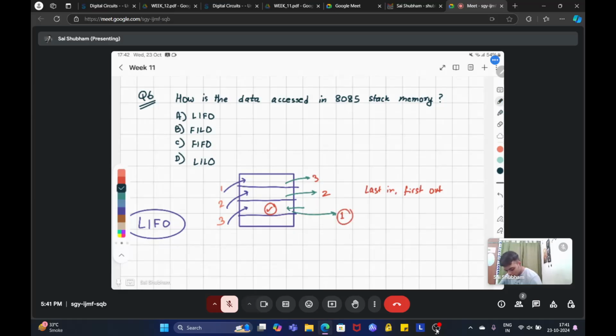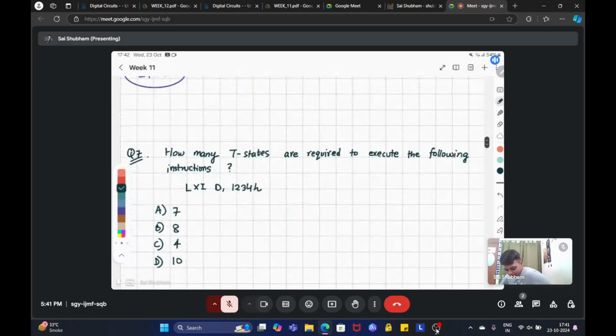Okay. So moving on to the next question. How many T states are required to execute the following function? LXI D 1 2 3 4 H.